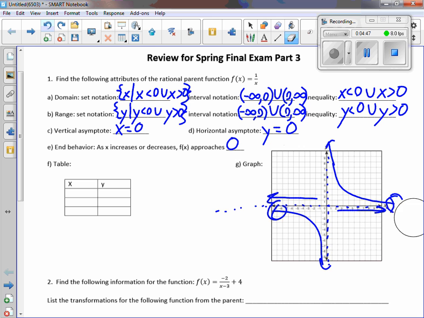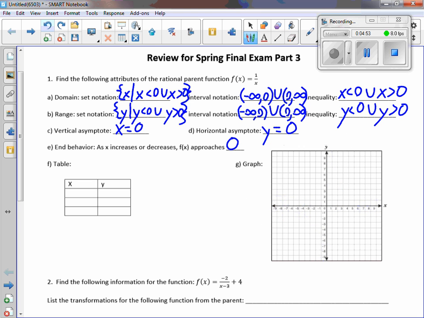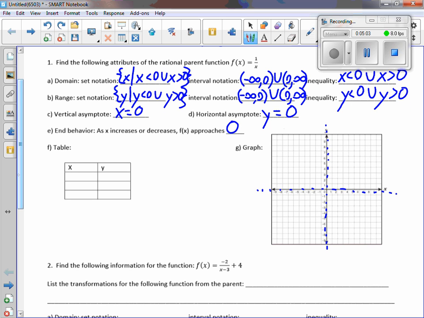Now let's graph this a little bit more accurately. So we know about our asymptotes. When I plug 0 in for x, if we were to try this in the calculator, 1 over 0, we would get undefined. Why is that? Because it's impossible to divide by 0, so we cannot have 0 on the bottom of a fraction. So if x is 0, y is undefined.